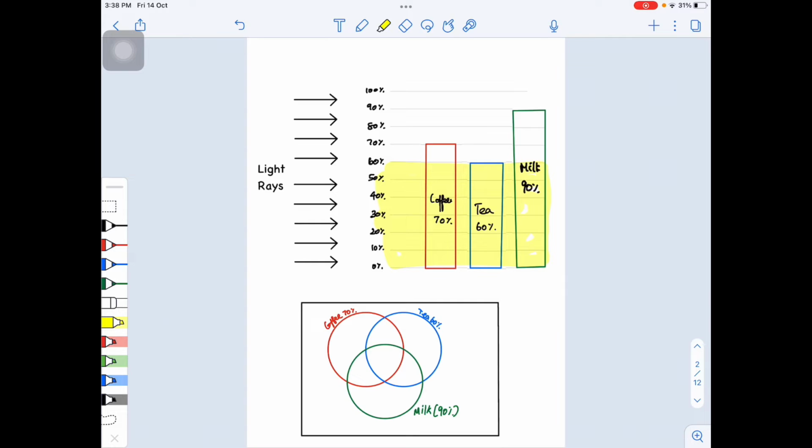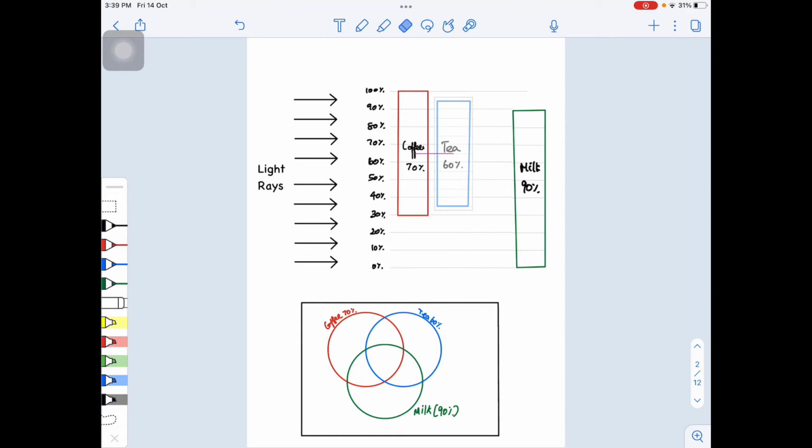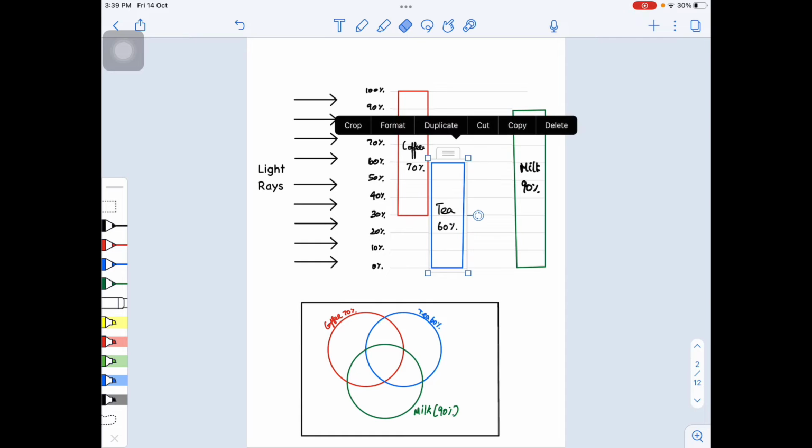Now for the same problem, what if I ask what is the minimum number of people who could have drunk tea, coffee and milk? Here we'll have to solve it step by step. In two steps we'll be able to solve it. Now let's take the coffee and tea overlap and try to minimize it. If I want to minimize the overlap, I need to keep these two filters as far away from each other as possible. Not in the same direction, but in opposite directions.